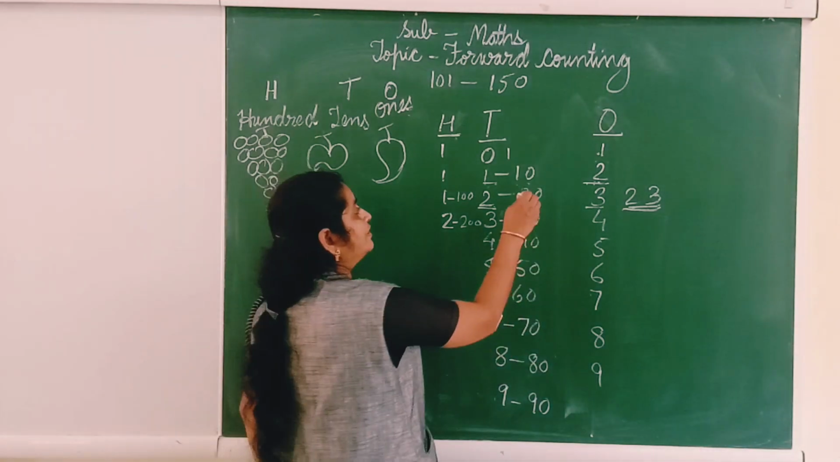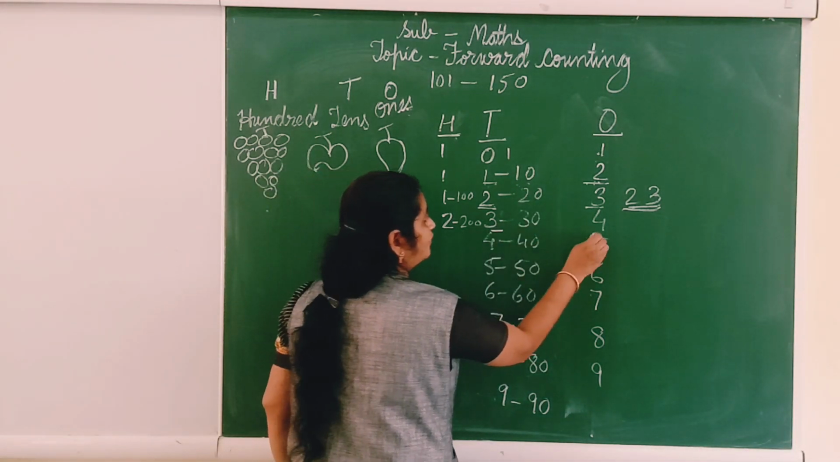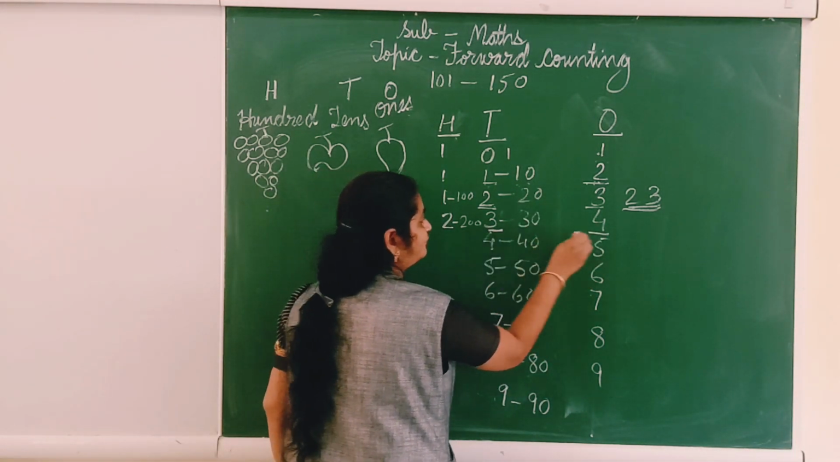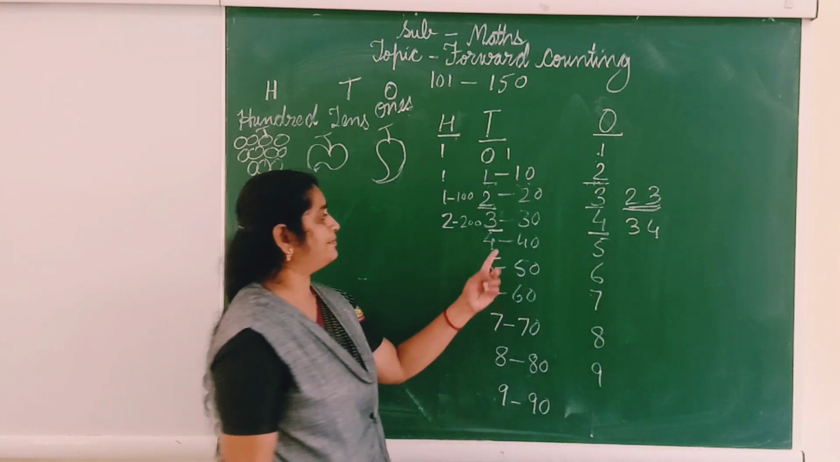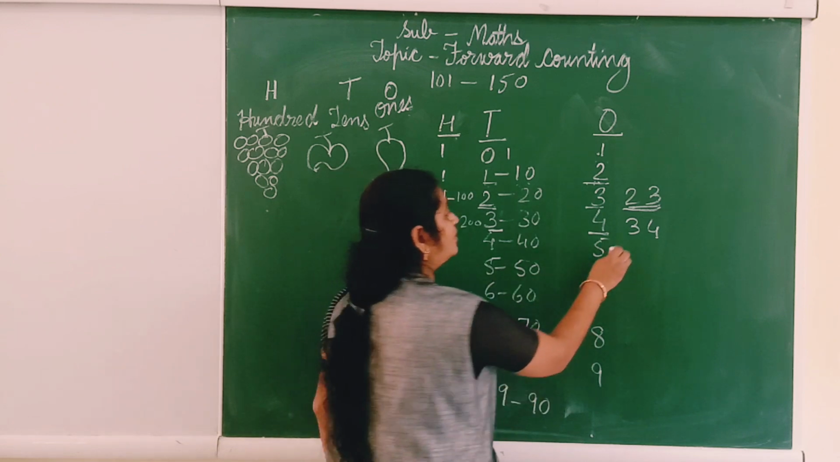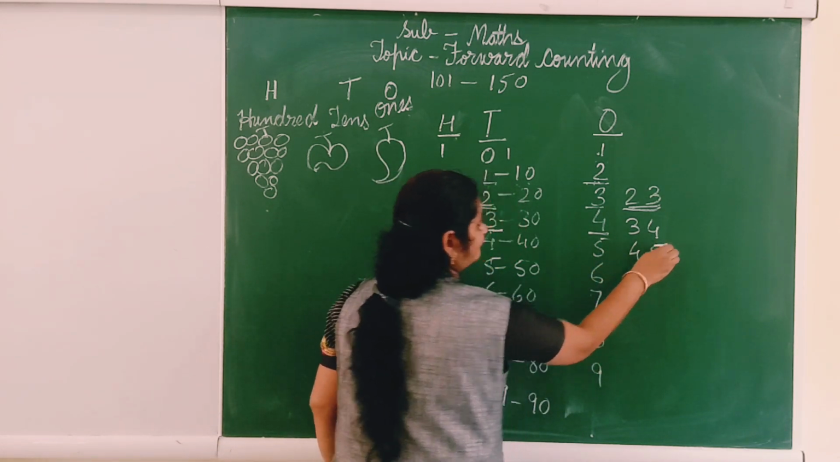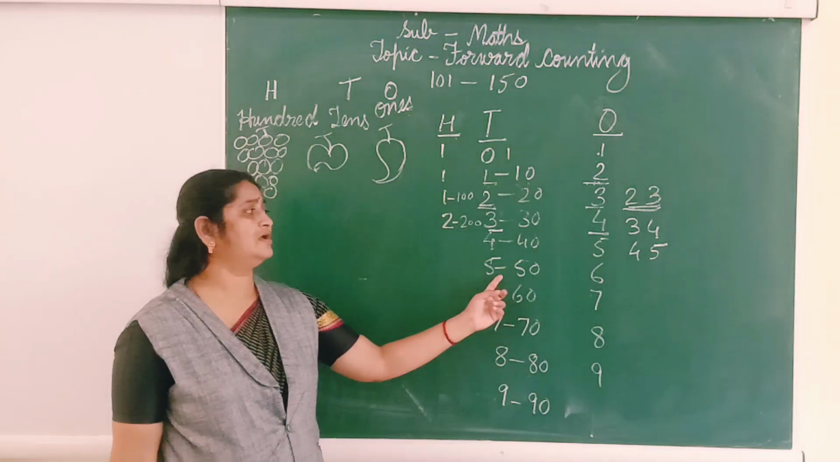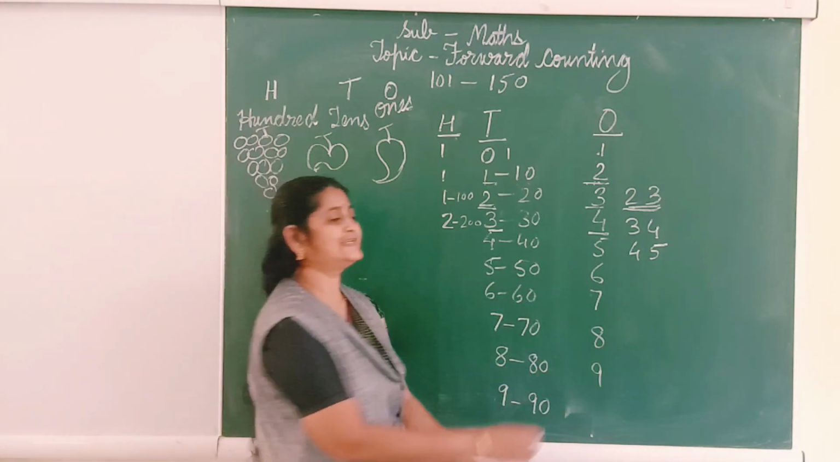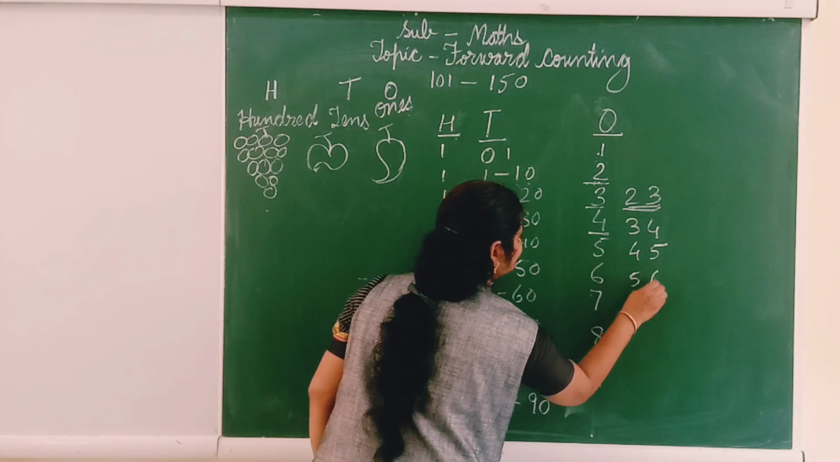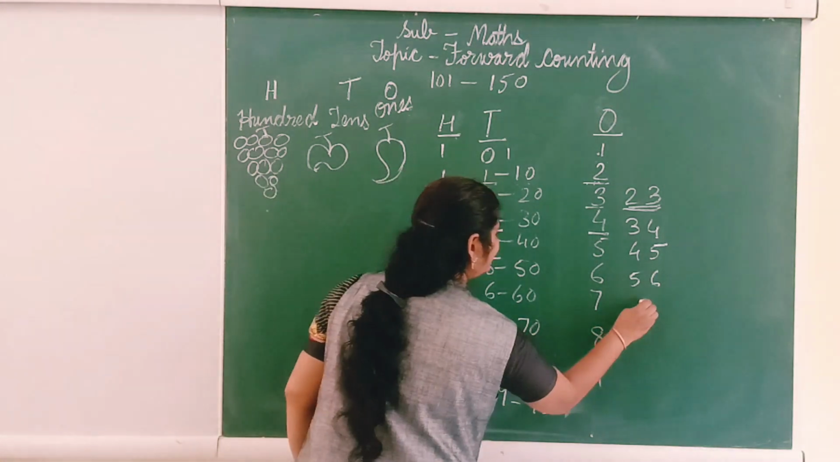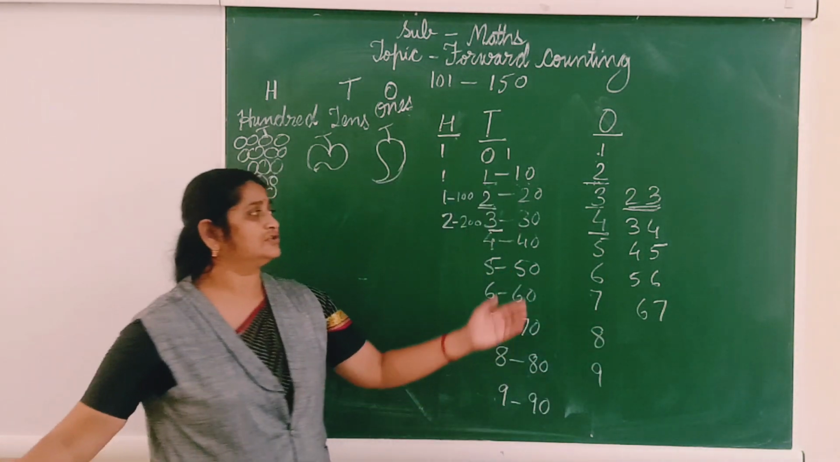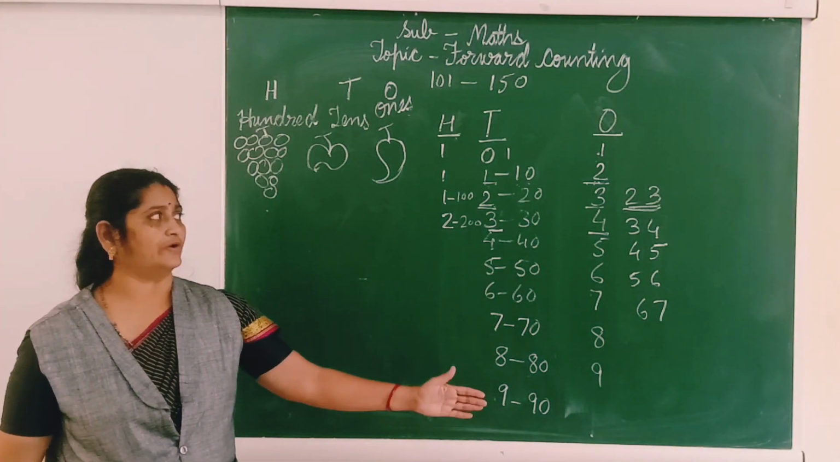Okay. And 3 and 4, we will read as 34. Number 4 and 5 as 45. Number 5 and 6 as 56. Number 6 and 7 as 67. Understood? In this way we will go on.